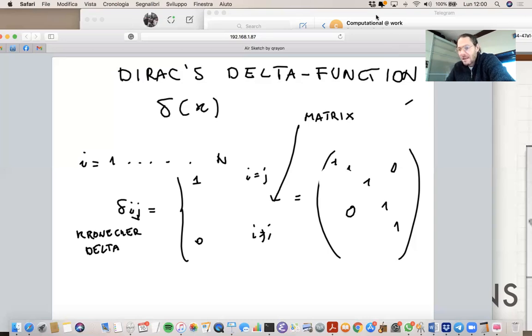There is one slightly less trivial property of the Kronecker delta that will become handy later on when we discuss the delta of Dirac. And it's the following thing. Suppose I have a sum made by contracting some index, and I have my delta_ij and some matrix a_jk, for instance. And suppose I'm summing over j. So you see, I have the same index j that is summed over, and this index appears also in the Kronecker delta.